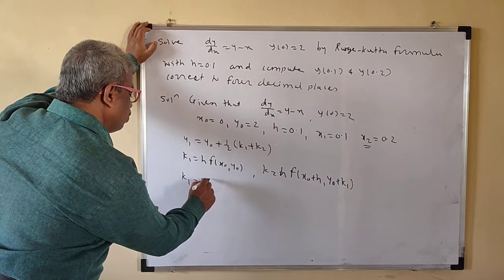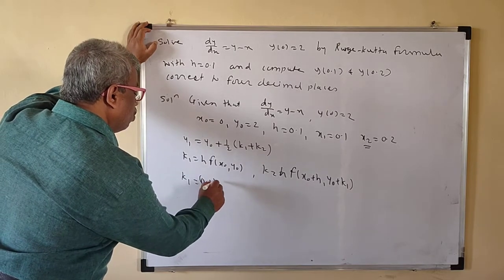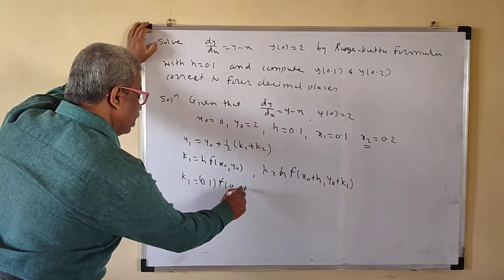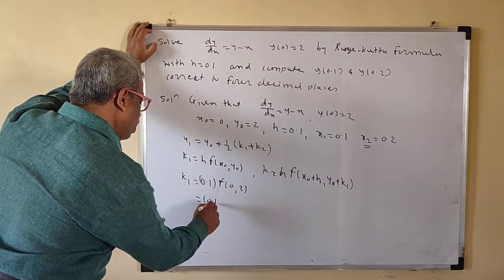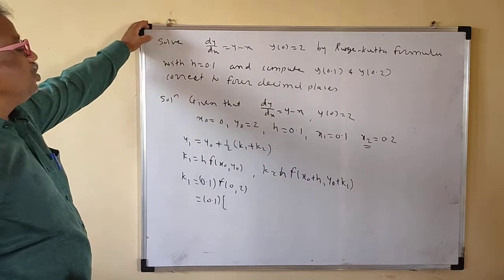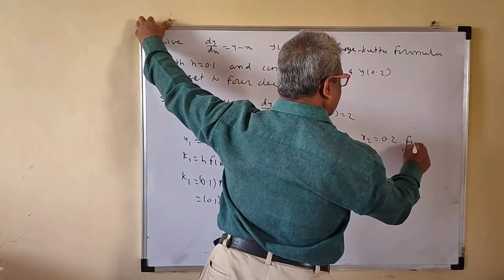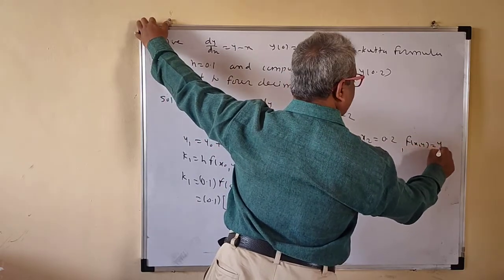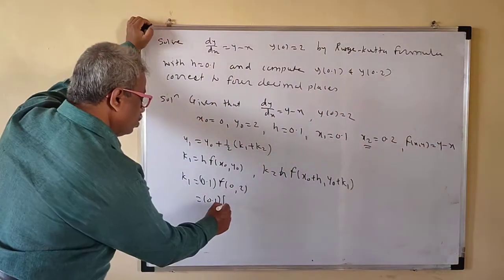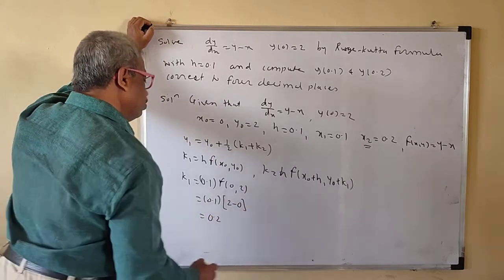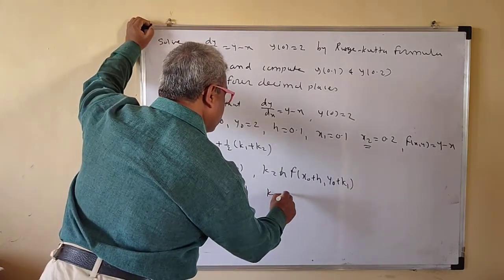k1 is equal to h, which is 0.1, times f of (x naught, y naught). x naught is 0 and y naught is 2. So 0.1 into f of (0, 2). Here you have to write f of (x, y), which is equal to y minus x. So 2 minus 0 is 2, and k1 is 0.2.